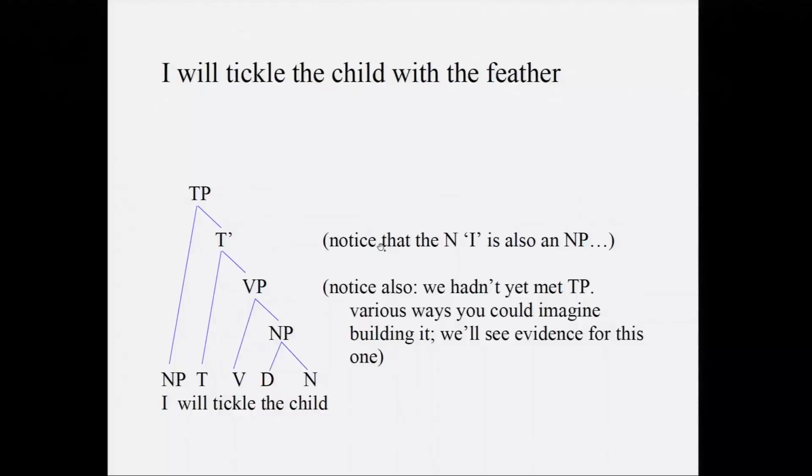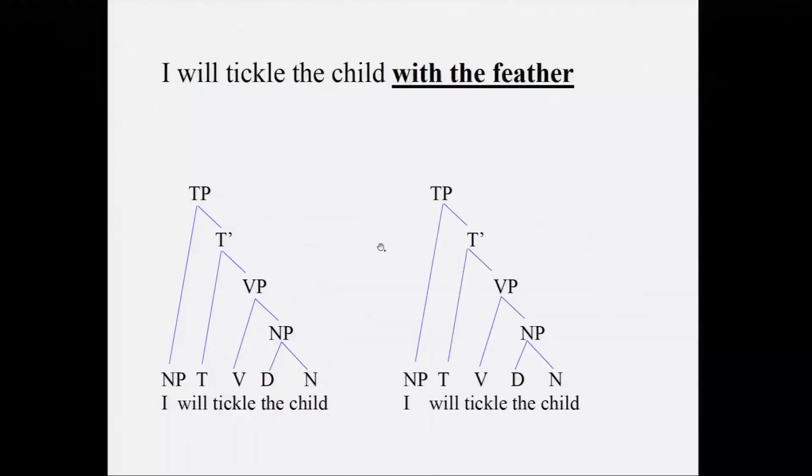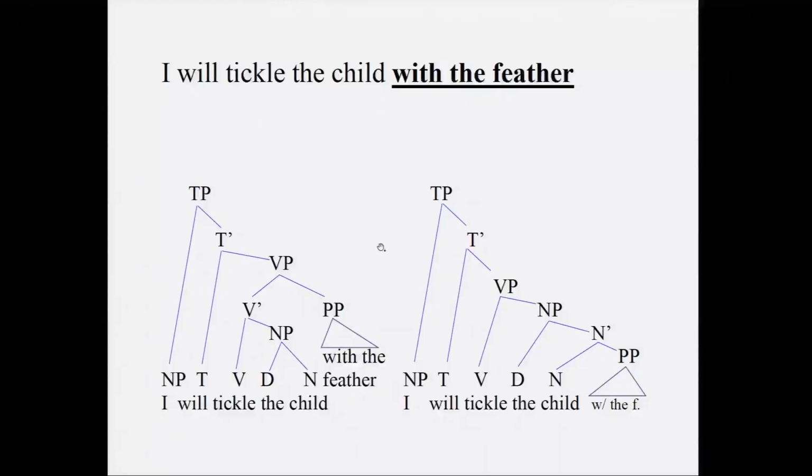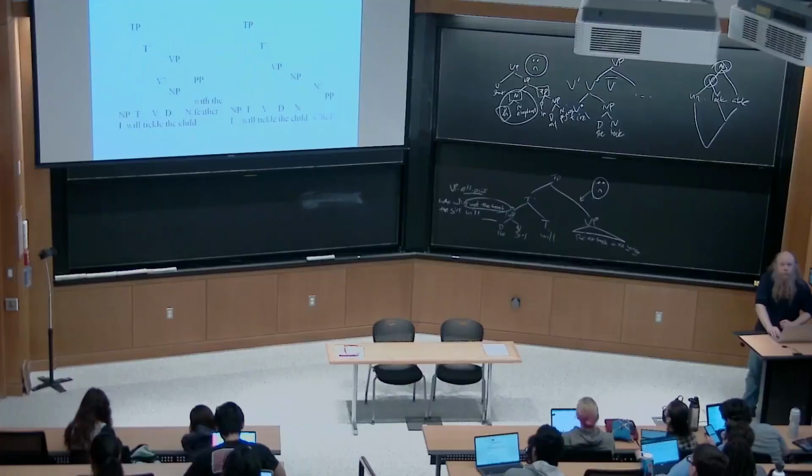We think that we can build this in a couple different ways. So I will tickle the child. We have two places to attach with the feather, right? So two trees for this. I'm going through this fast because we're running low on time, but is this all clear? This is the same kind of tree that we've been drawing up until now.